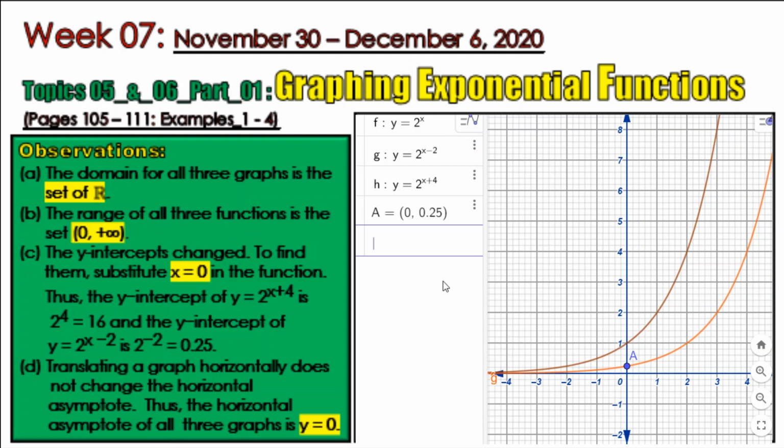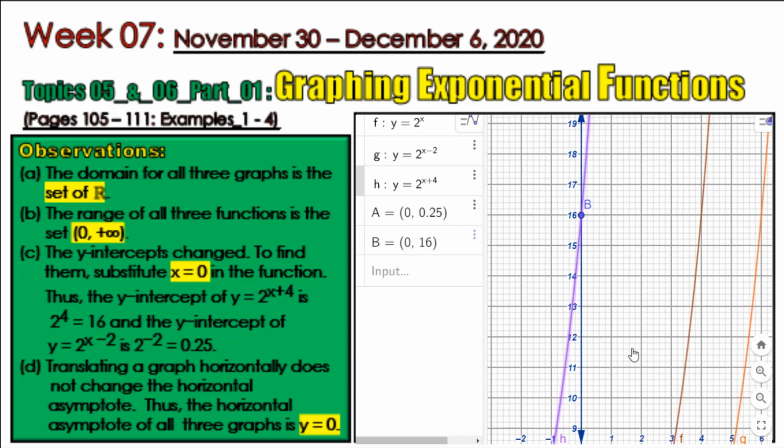Now if we have this graph, what is the y-intercept? We will let x be equal to 0. So you have 2 raised to 4, which is 16. Therefore, the graph would intersect the y-axis at 0, 16. So this is 0, 16, and the y-intercept is 16.